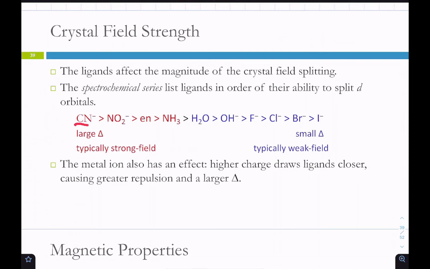So these are cyanide, nitrite, ethylenediamine, or amine groups, which are typically strong field ligands, while anything with oxygen or any halide ligands are going to have a small crystal field splitting energy, and they're typically weak field. This is again because these are all more electronegative elements than even ethylenediamine. Right? It's got 2 amine groups in it. These have lower electronegativities, so they're holding onto their electrons more loosely, so they have a greater effect on the d orbital electrons and cause greater splitting.